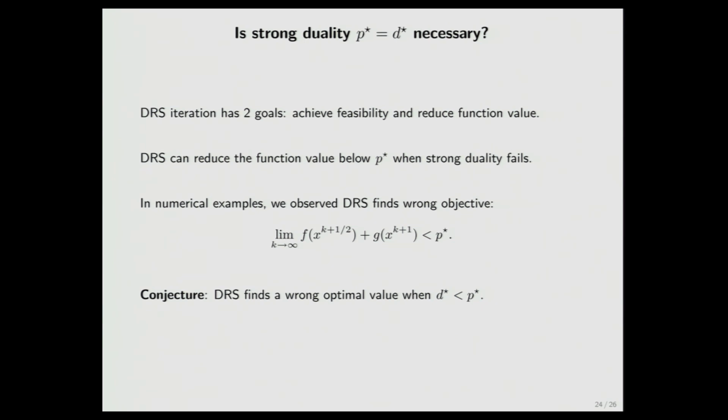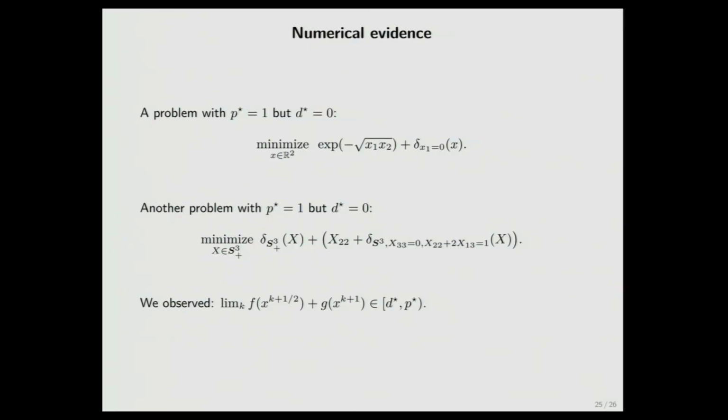The reason you can go below P star is because it produces two shadow sequences, and these two shadow sequences are not necessarily feasible. They're not equal. So in the middle, you can get values that go below the optimal objective value. Here are two examples. I'm not going to get into the examples, but on both we numerically observe that the limit of F evaluated at its own shadow sequence plus G evaluated at its own shadow sequence always goes below P star. It can be in the middle, or can also equal D star, depending on the step size, the parameter in Douglas-Rachford. So it seems strong duality is a very important property for Douglas-Rachford to work meaningfully.